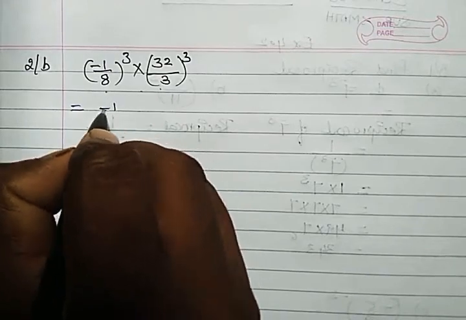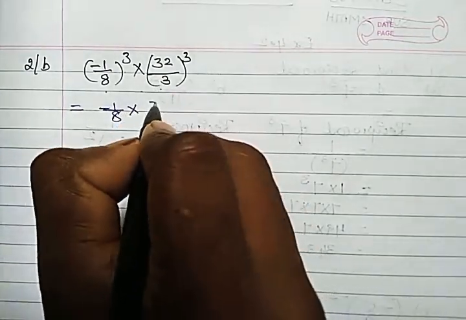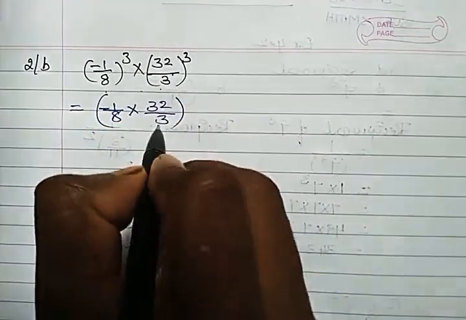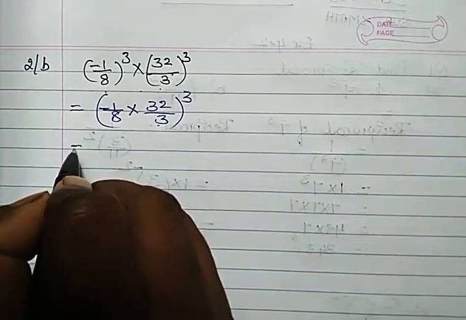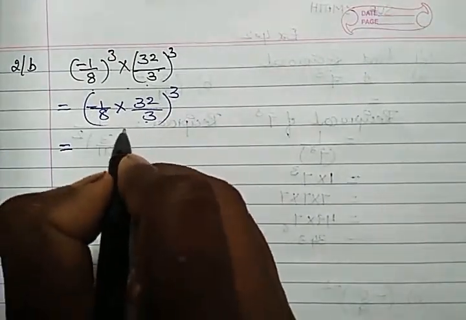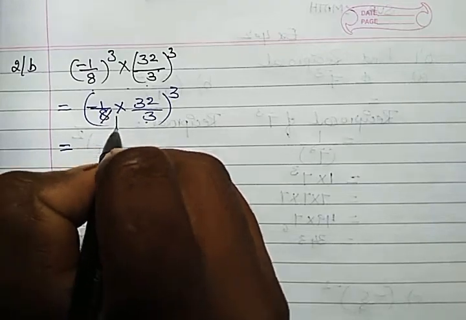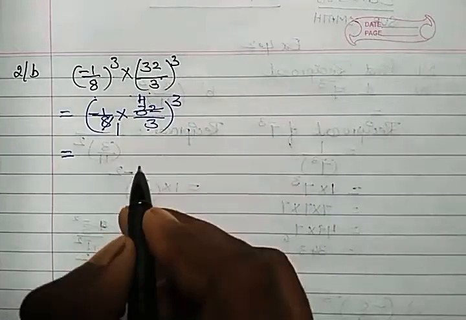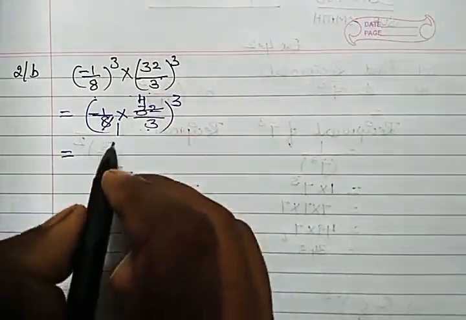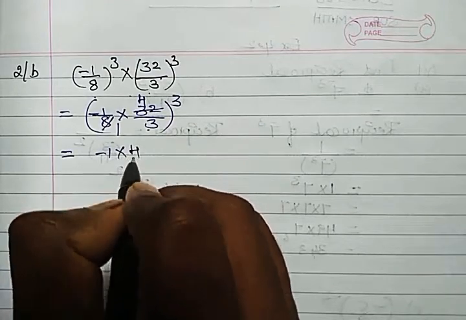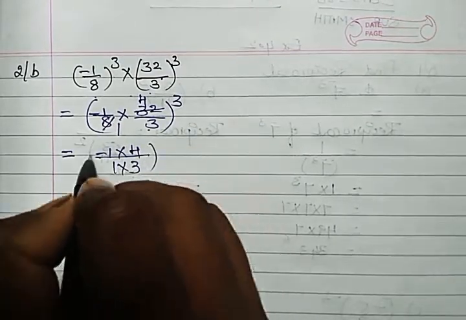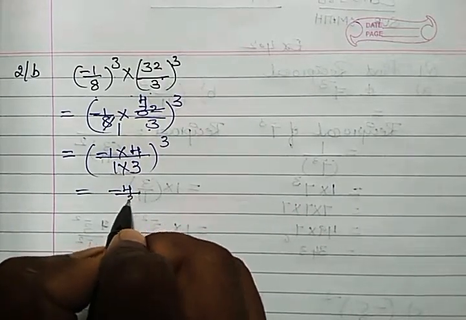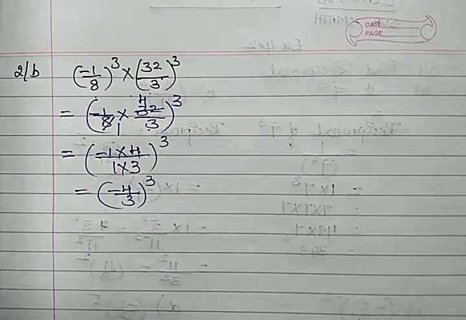So minus 1 by 8 into 32 by 3, taking the common power, is equal to minus 1 by 8 into 32 by 3 whole power 3. Now here you can do the division. 8 ones are 8, 8 fours are 32. So what is left here? Minus 1 into 4 by 1 into 3 whole power 3. Minus 1 into 4 is minus 4, 1 into 3 is 3, whole power 3. So that's the answer for 2B.